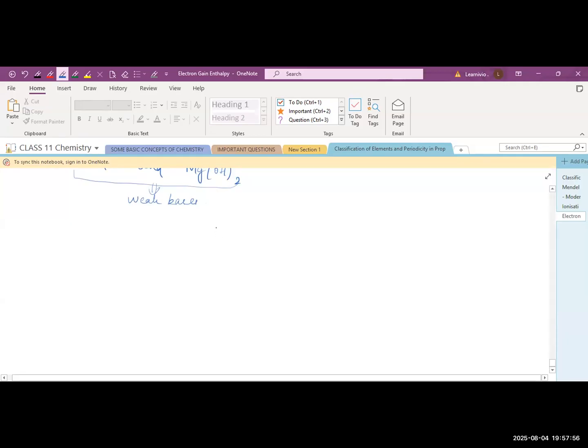So first, let's discuss the anomalous behavior of lithium in detail. We know that lithium's atomic number is 3, so its configuration is 1s2 2s1, right? You can see here that one electron is in the 2s subshell, so it should behave like alkali metals.